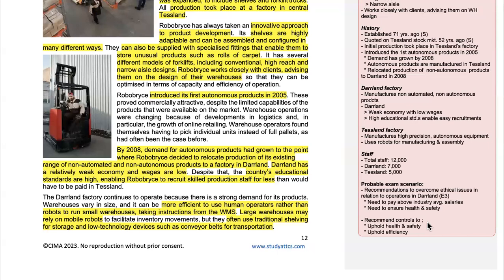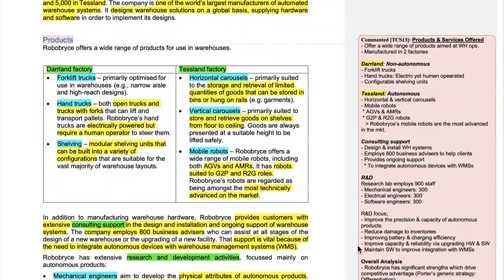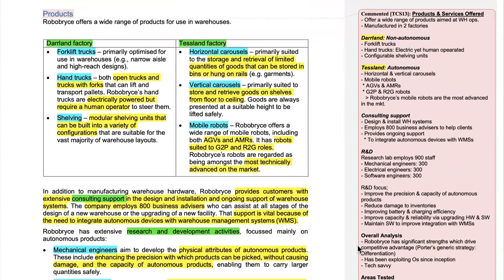And you might also be examined on a scenario where you are expected to recommend controls with relation to upholding health and safety within the workplace, and upholding efficiency, especially pertaining to manufacturing operations which occur within Darlan. When developing the mock exams, I've covered all these areas. If you go through them, you'll understand what type of questions will be thrown at you at the real exam.